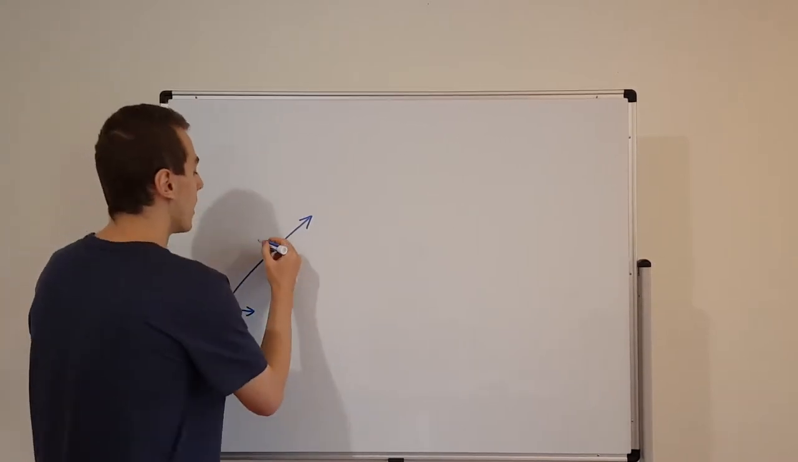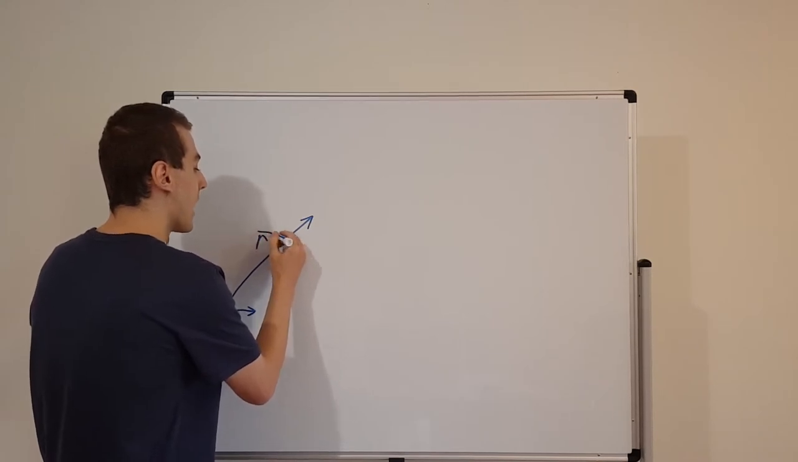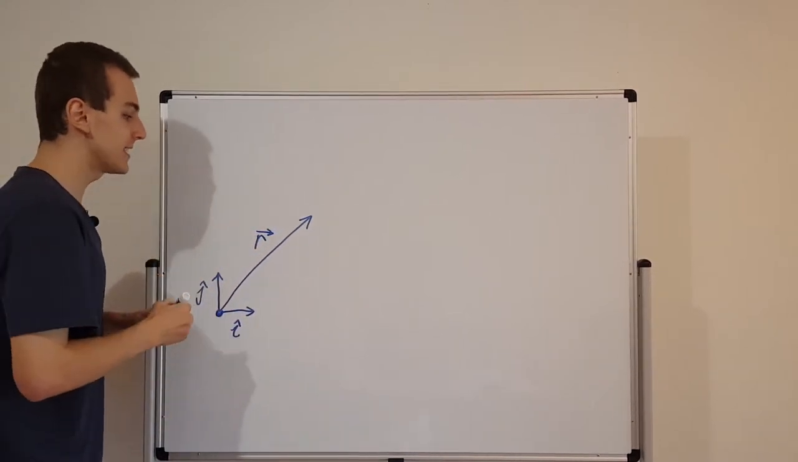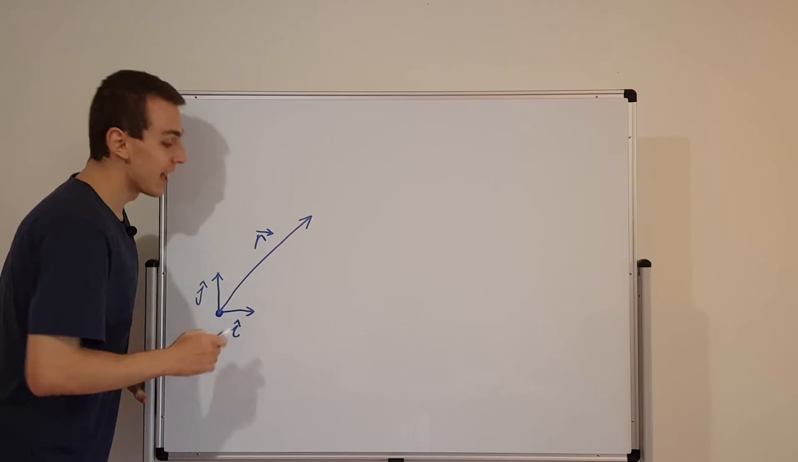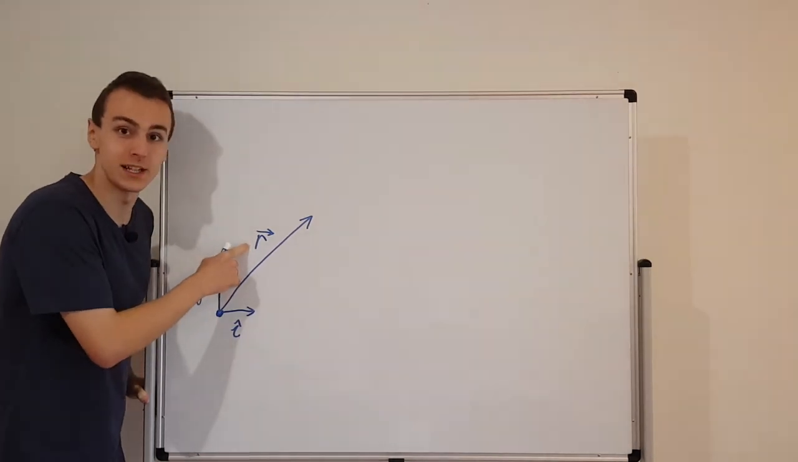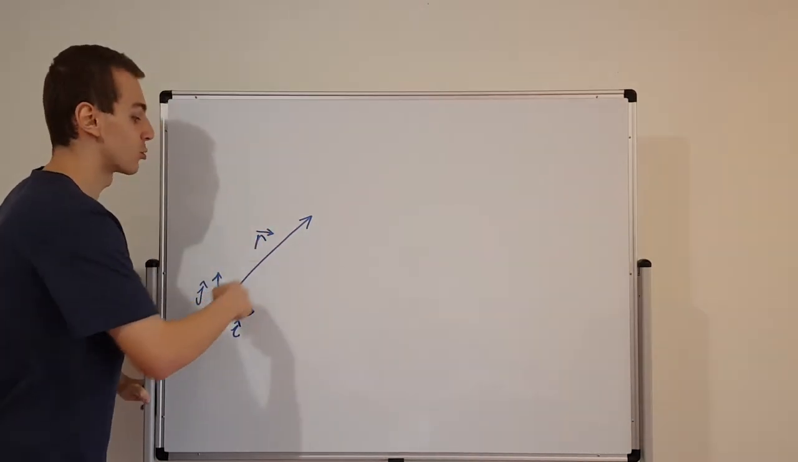Then let's say we have some position vector that sits in this two-dimensional plane of the whiteboard, and let's call that one R. So this is R, and it's got an arrow on top. This arrow denotes that this is a vector quantity. It has both magnitude and direction.